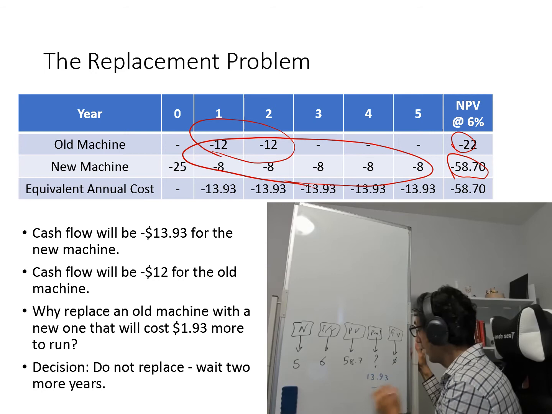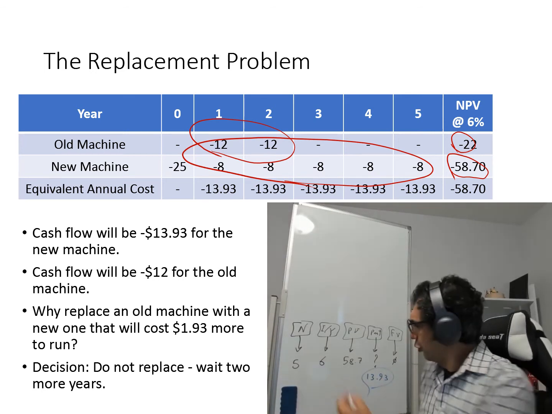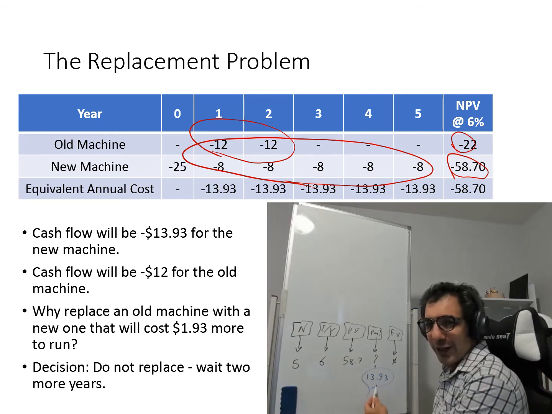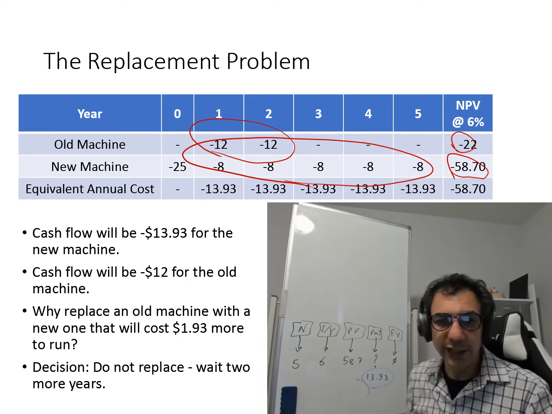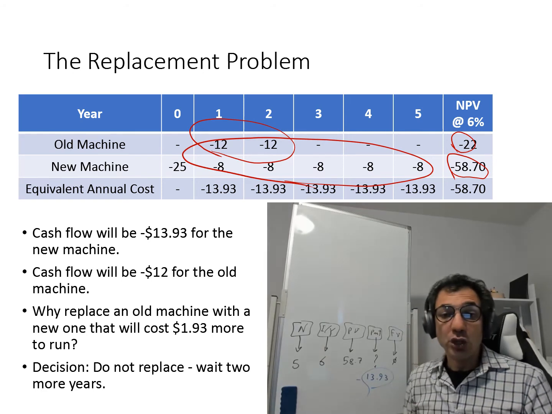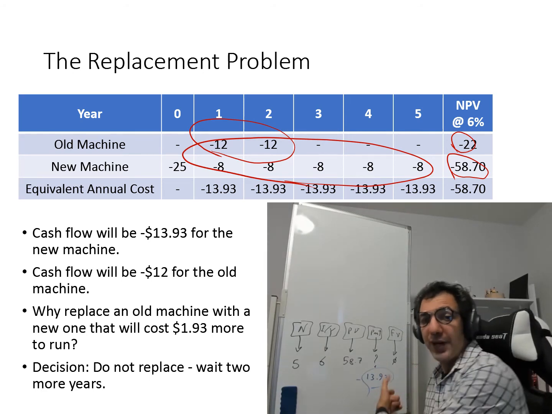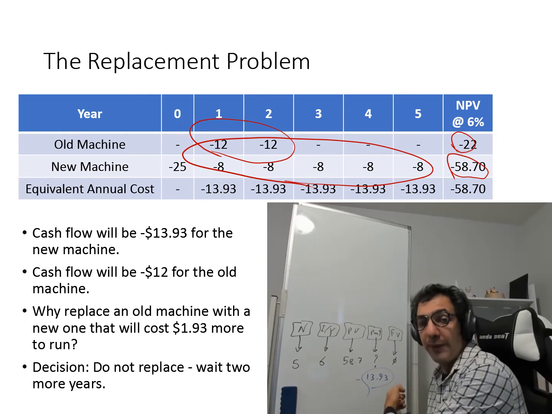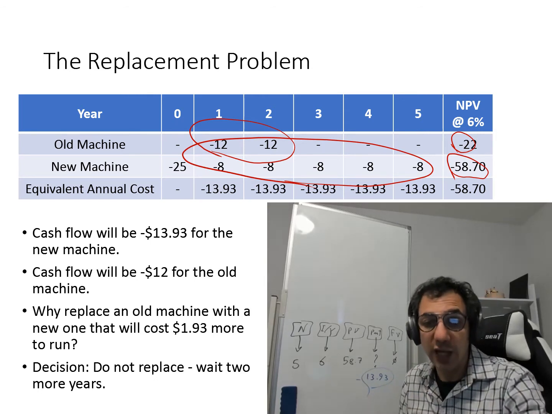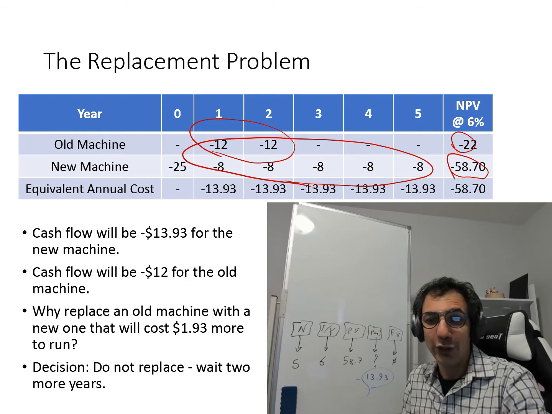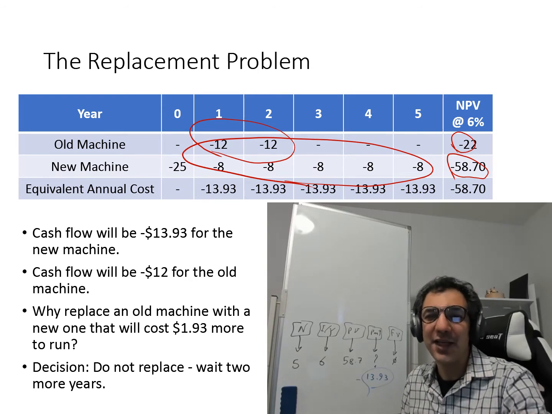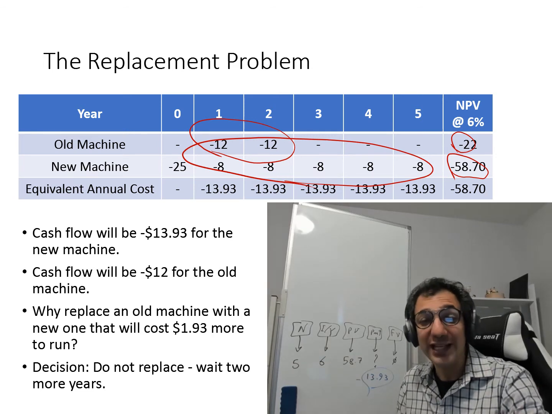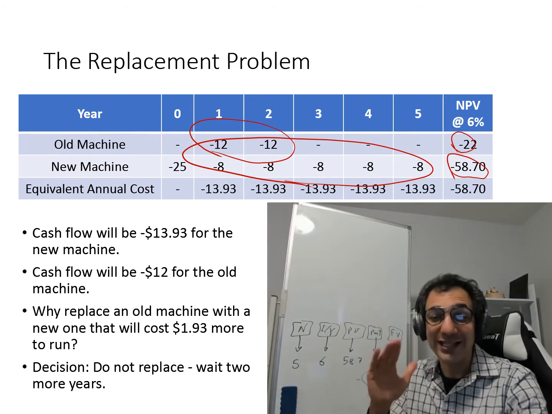13.93. So in other words, if you use the positive present value, it becomes negative. If you use the negative, it becomes positive. So it should be minus 13.93. So now you can compare this equivalent cost or payment with that $12 which you had for the old machine. So which one costs you less? For sure, 12 is less than 13.93. So since the EAC for the old machine is lower, you will stay with the old machine.